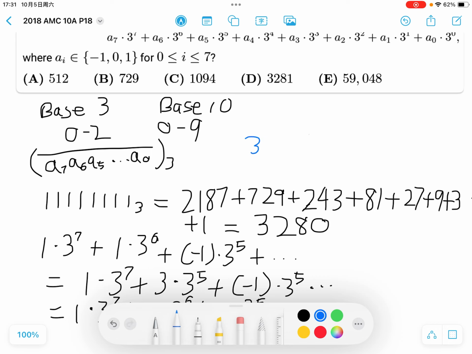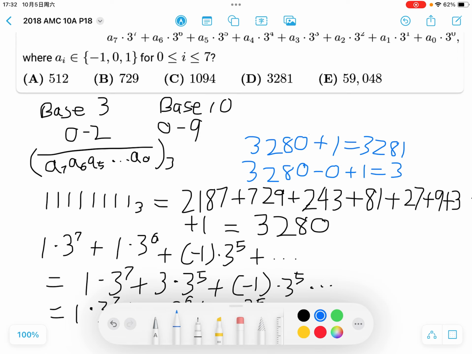So there are 3,280 numbers from 1 to 3,280, which is how we count. However, we forgot to include the 0, which is also a possible case here. So to include 0 as a possibility, we add 1 to make a total of 3,281 possibilities, which is the answer. Or you can think of it as, how many numbers are there between 3,280 and 0? You just do this subtraction and plus 1, which is again 3,281.